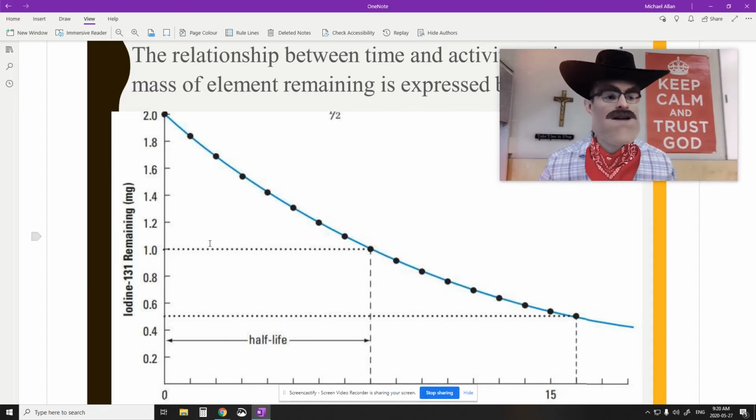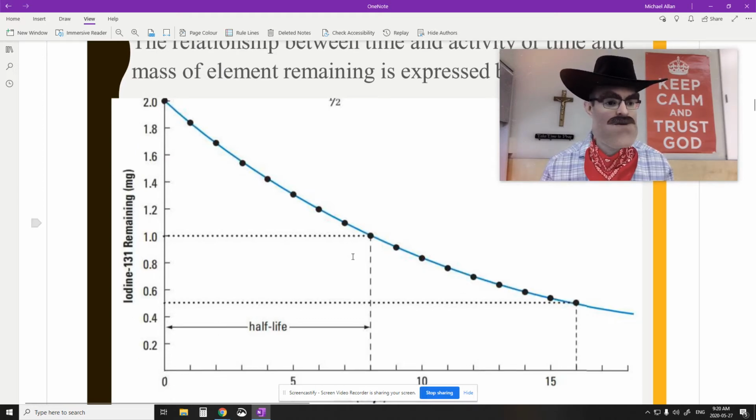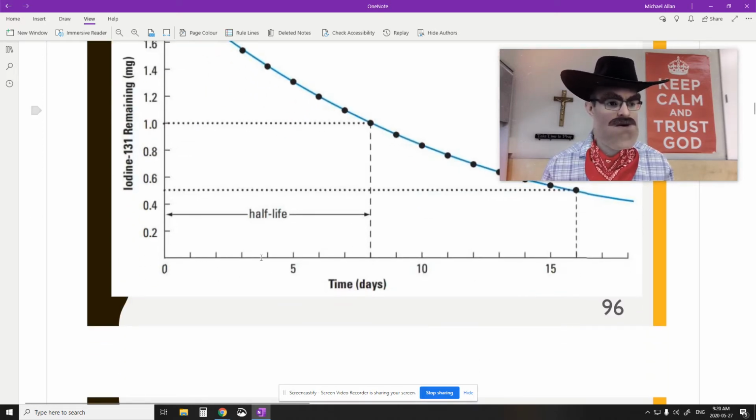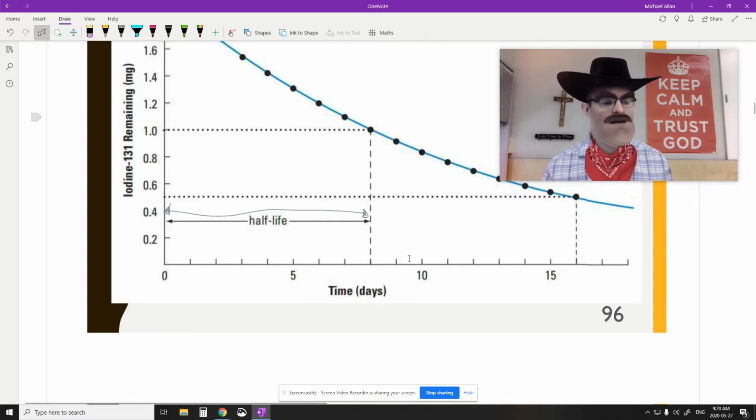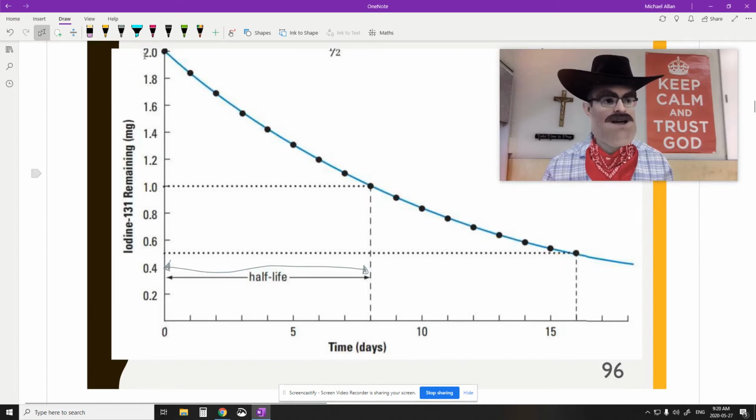And then you'll notice here that by the time it gets to 1 milligram, which is half as much as it was before, that was 1, 2, 3, 4, 5, 6, 7, 8 days. So this is one half-life in length. Now, the 8 days, it really doesn't matter if I start off with 2. If I start off with 200 or 300, the time it would take to get to half as much as it was before is always going to be 8 days.